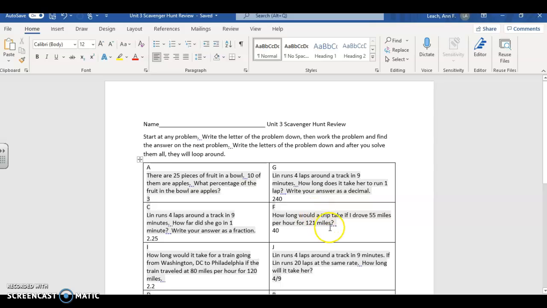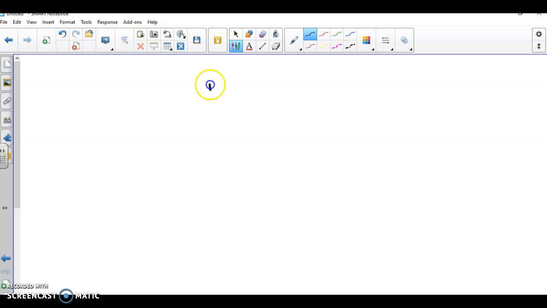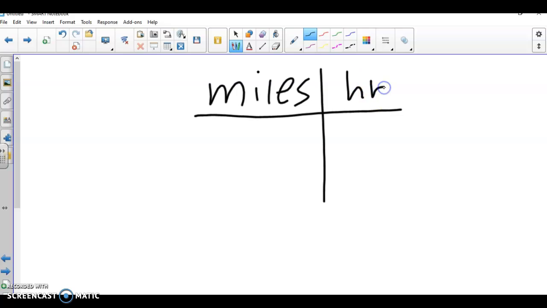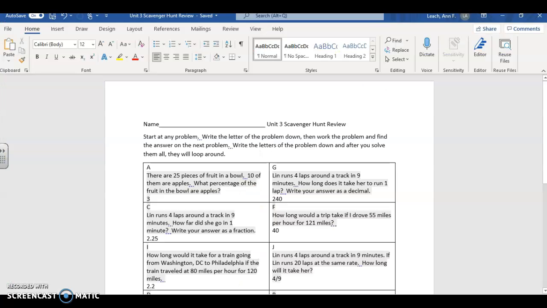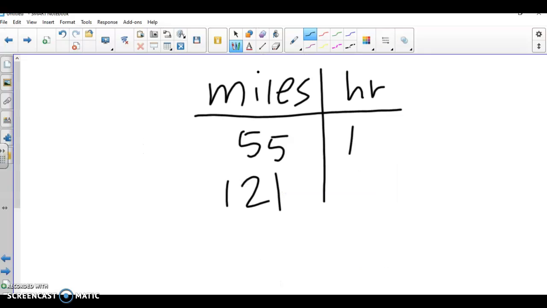So F is, how long would a trip take if I drove 55 miles per hour for 121 miles? So how long would the trip take? I'm going 55 miles per hour for 121 miles. Okay, so let's take a look at how long that would take. All right, so I've got 55 miles and hours. So I'm going to go 55 miles in 1 hour, and I want to go 121 miles. I believe that's what it was. Yes, 121 miles, and I want to know how long that would take me.